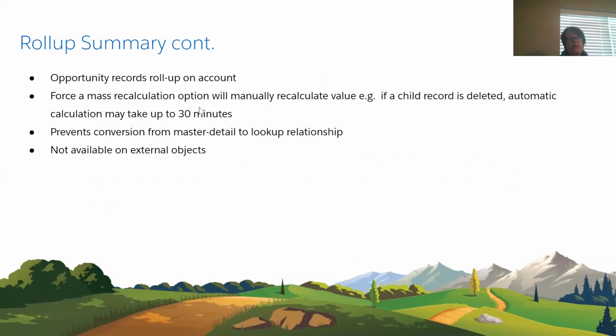You can force a mass recalculation option, and that will manually recalculate your values. So for example, if a child record is deleted, if you do automatic calculation, it may take up to 30 minutes, or you can force this by doing a manual recalculation, which will probably occur more quickly. A roll-up summary field also prevents conversion from master detail to lookup relationship, and it's also not available on external objects.